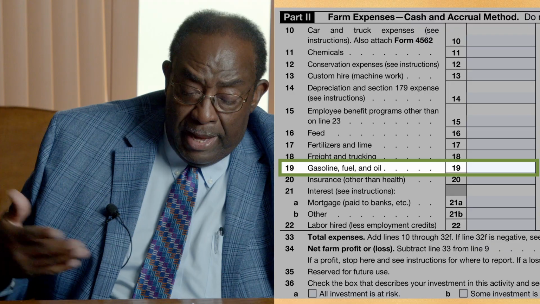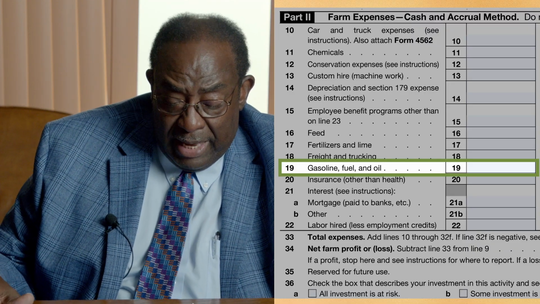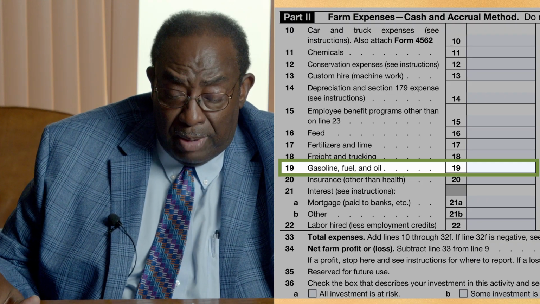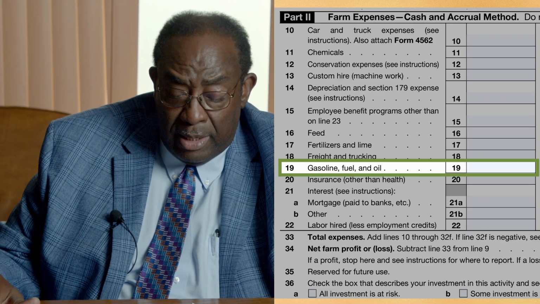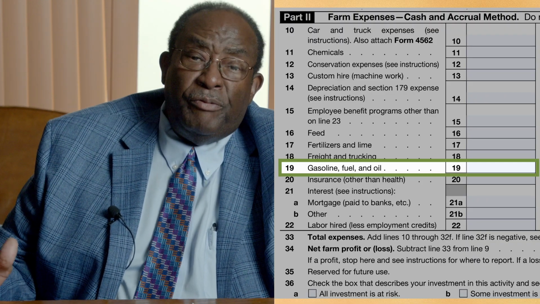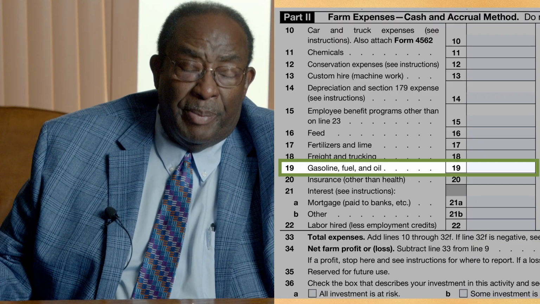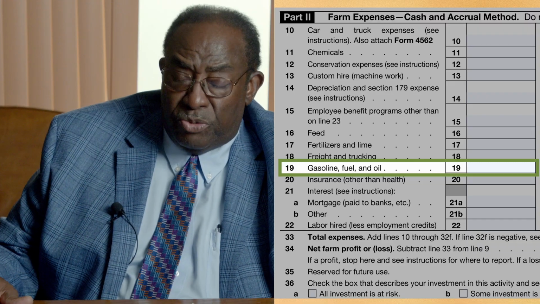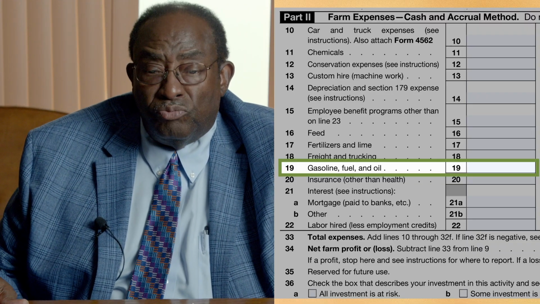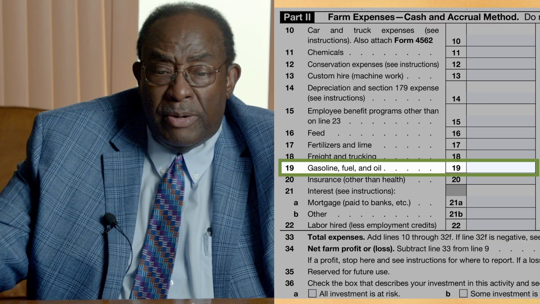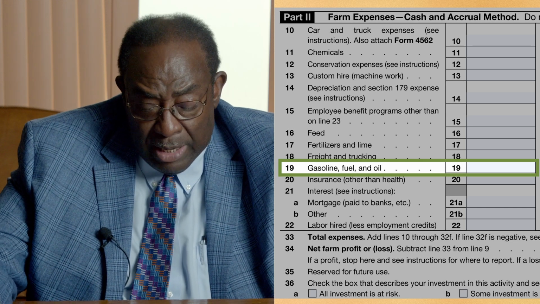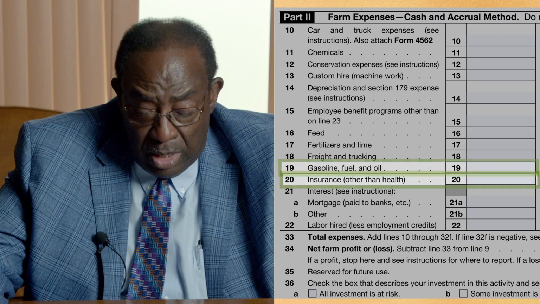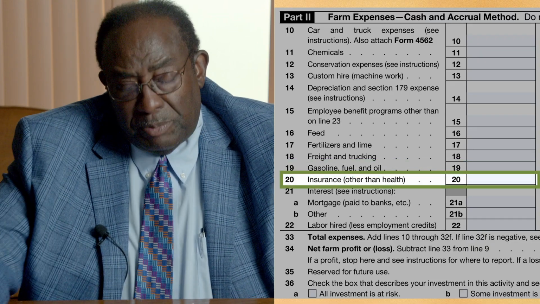All right. Now, line 19, gasoline, fuel, oil, etc. That's for your farm equipment. You've already talked about your car and truck expenses on line 10. Down here, the gasoline, fuel, and oil is for your equipment. Your tractors, your combines, your heavy equipment trucks, 18-wheelers that you haul grain with. That fuel goes right there on line 19. Fuel, gasoline, fuel, oil, etc. All right, insurance is self-explanatory.